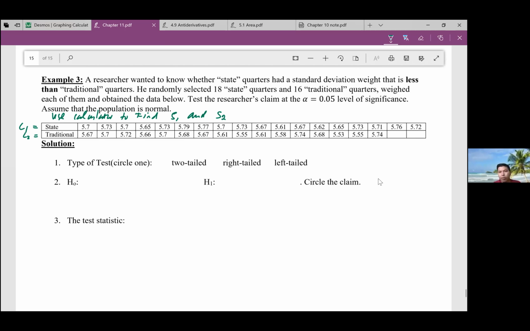If you're done, put in the chat box your F naught and your decision in the end. That's how we check the answer.